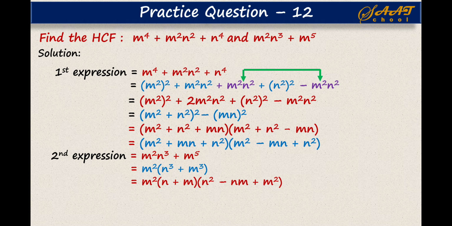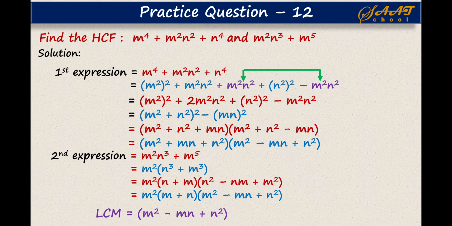Now looking at the two expressions, we arrange that simply, that is m square minus mn plus n square. And looking at the two terms, we have a common factor, which is m square plus mn plus n square, and that is the highest common factor.